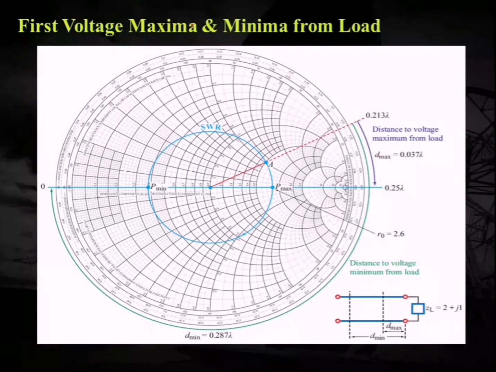Now next is to find the voltage maxima and minima from the load. In this example, the normalized value of ZL is 2 plus j1. You can easily find this point over here, that is point A. And I have already told you that this point is for maximum resistance, that is infinity. It means Z maxima will lie over here, and over here the resistance is 0, so Z minima will lie.